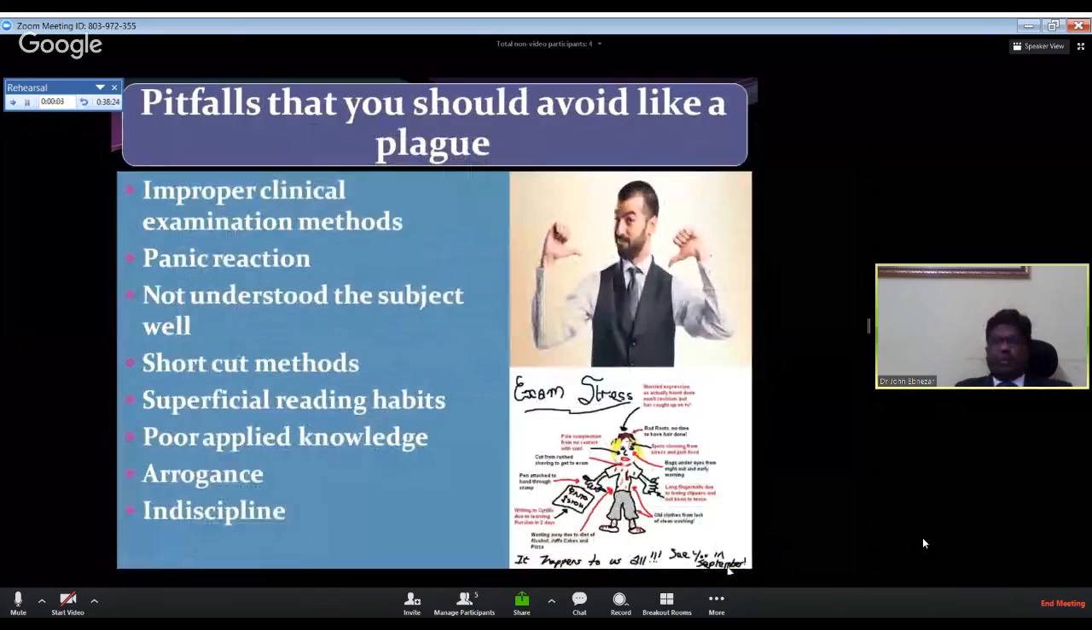Pitfalls that you should avoid: improper clinical examination, limitedness, panic reaction, not understanding the subject well, shortcut methods, superficial reading habits, poor applied knowledge, arrogance, and insecurity.